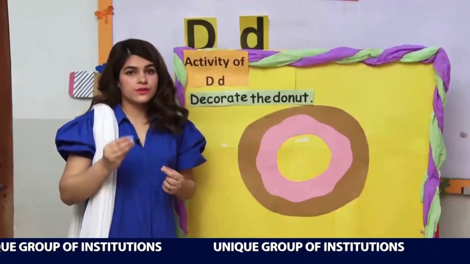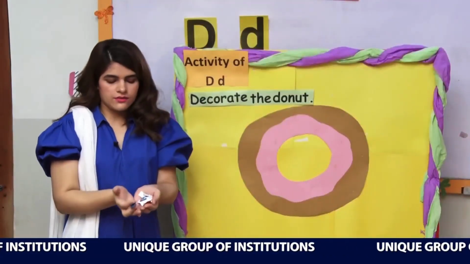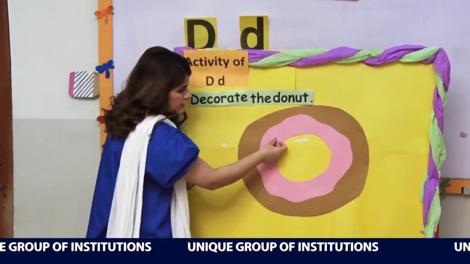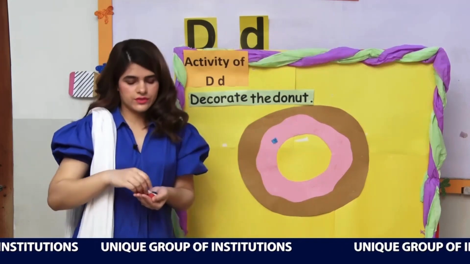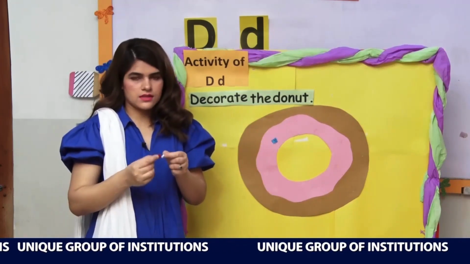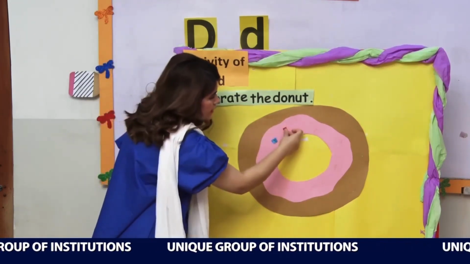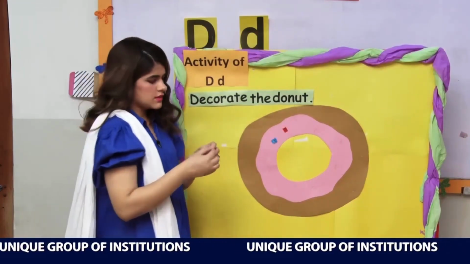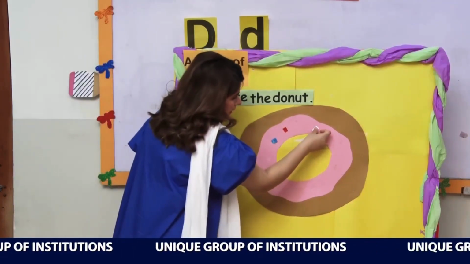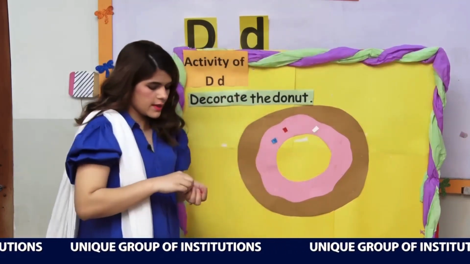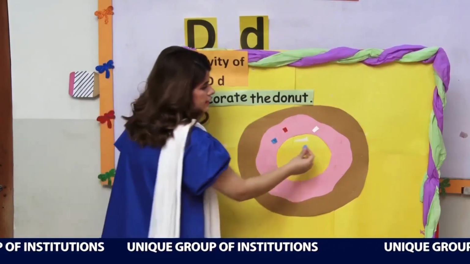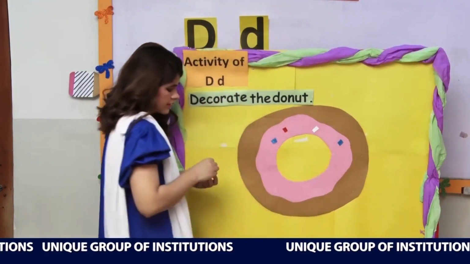We are going to decorate the donut. You can see here we have so many chunks in my hand and I'm going to paste them on the donut. Yeah, this will look beautiful now. I have different colors of chunks. This is white and I'm pasting it on the donut because donut starts from the letter D. Let's paste it here.